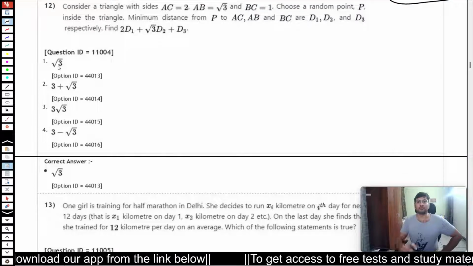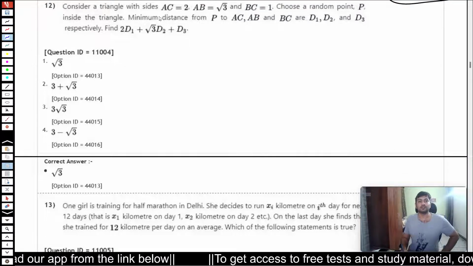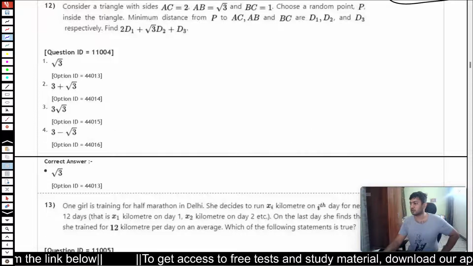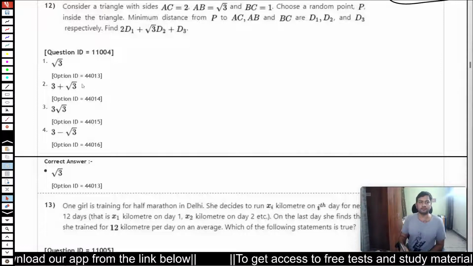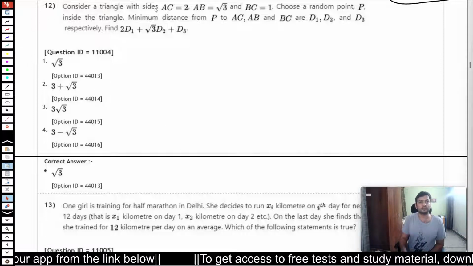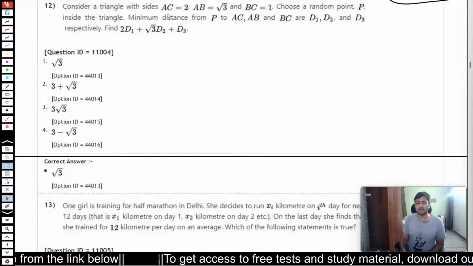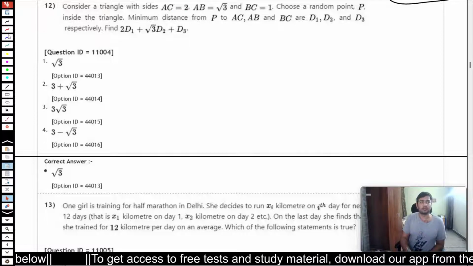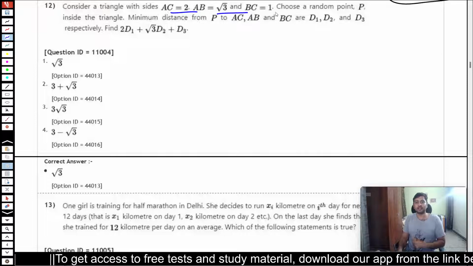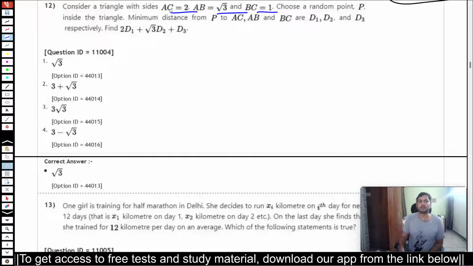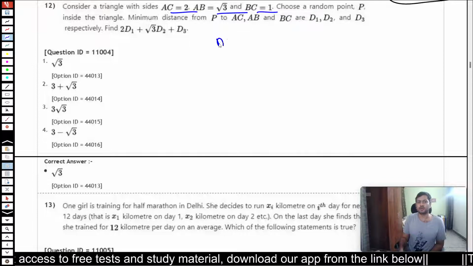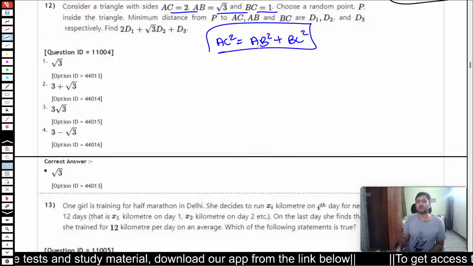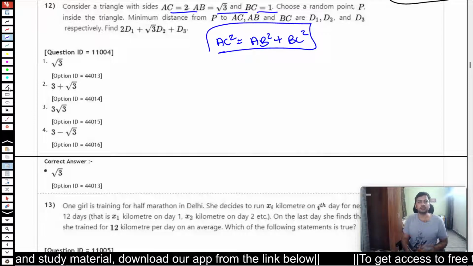Alright, let's move to question number 12 now. So there's a triangle given, let's look at question number 12. In this we have been given a triangle with sides 2, root 3 and 1. One thing you can definitely guess from here is that this is a right triangle. AC is the hypotenuse, because AC square is equal to AB square plus BC square.